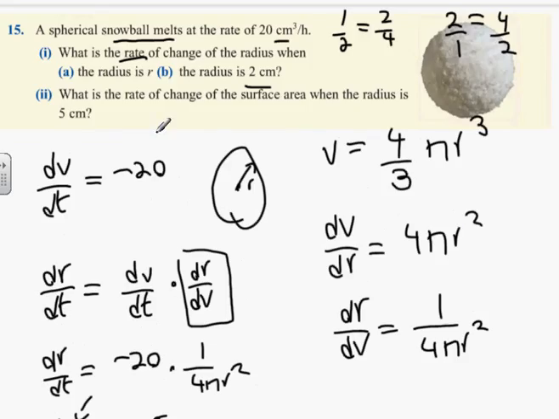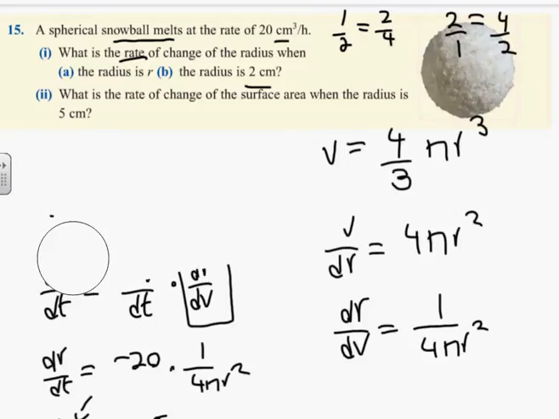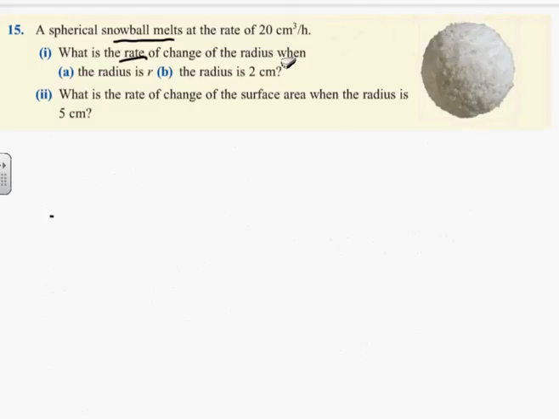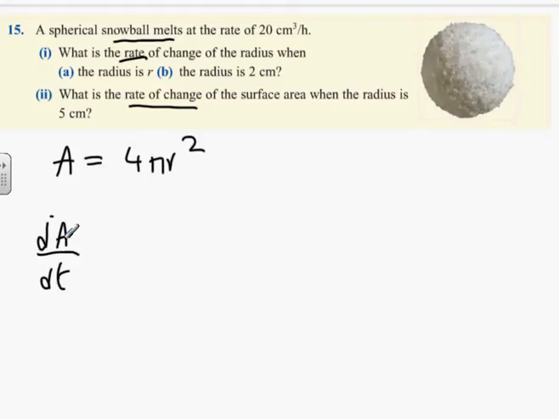Can anybody tell me what is the rate of change of the surface area when the radius is 5 centimeters? Okay, so this is interesting. Surface area. So, let's just rub all this out. Almost start from scratch, if you will. Okay. What is surface area? 4 pi r squared, straight from your notes. Okay. What's the rate of change? Rate means automatically what? dA/dt. That's what we're looking for.